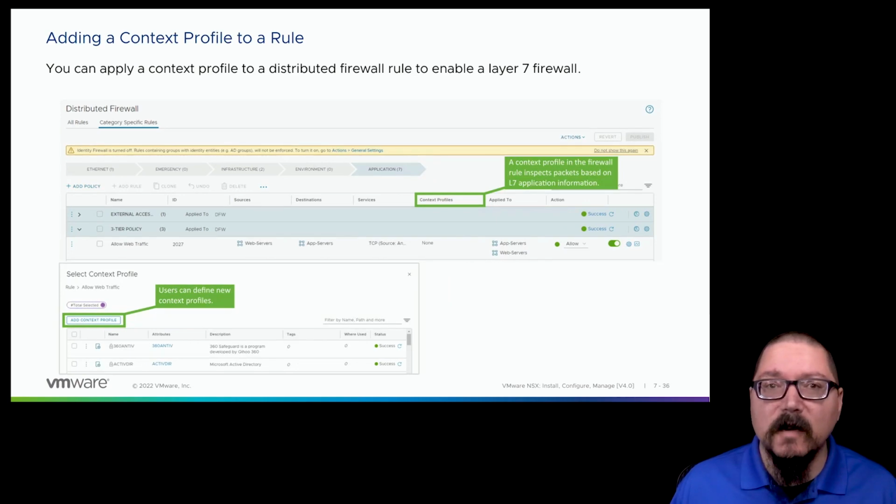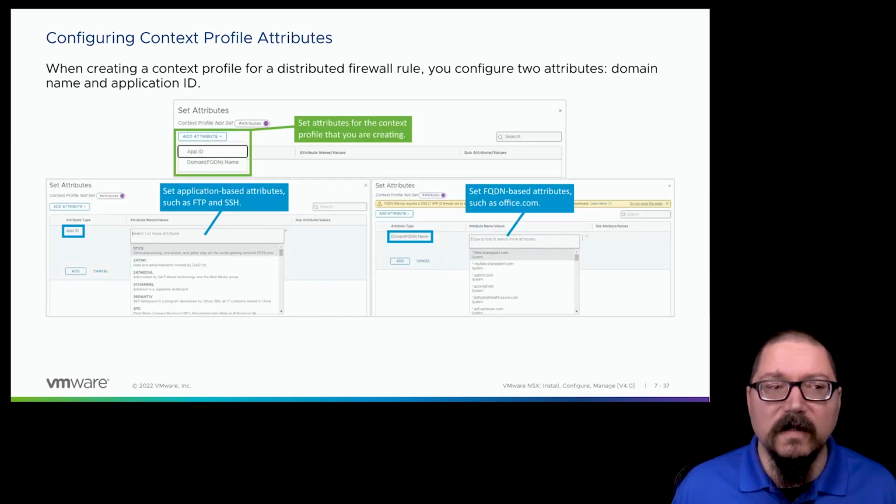Now, context profiles give us a whole bunch of flexibility in looking at things above and beyond port and protocol and source and destination IP address. I can look at application IDs. I can look at FQDNs, right? We can do all kinds of things to further filter traffic, further filter the match. And as I go and look, we can define app IDs or FQDNs for our different context matches.